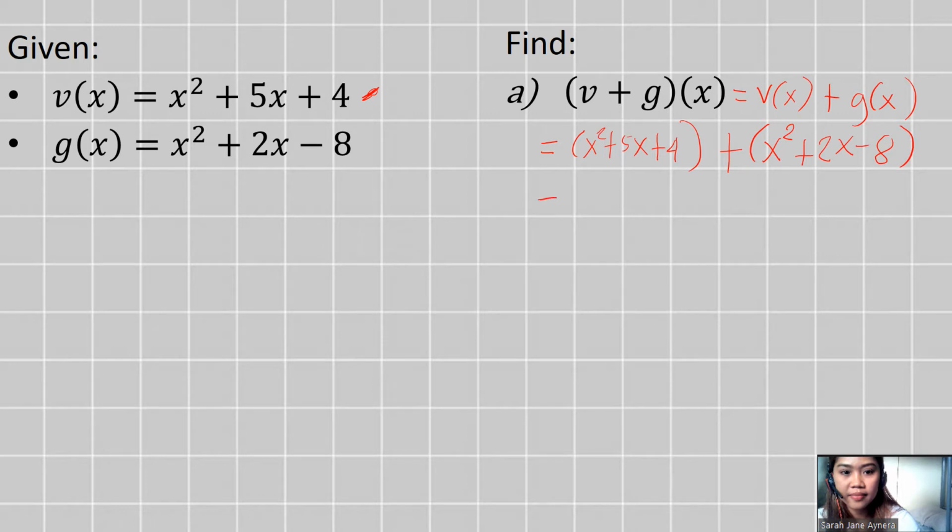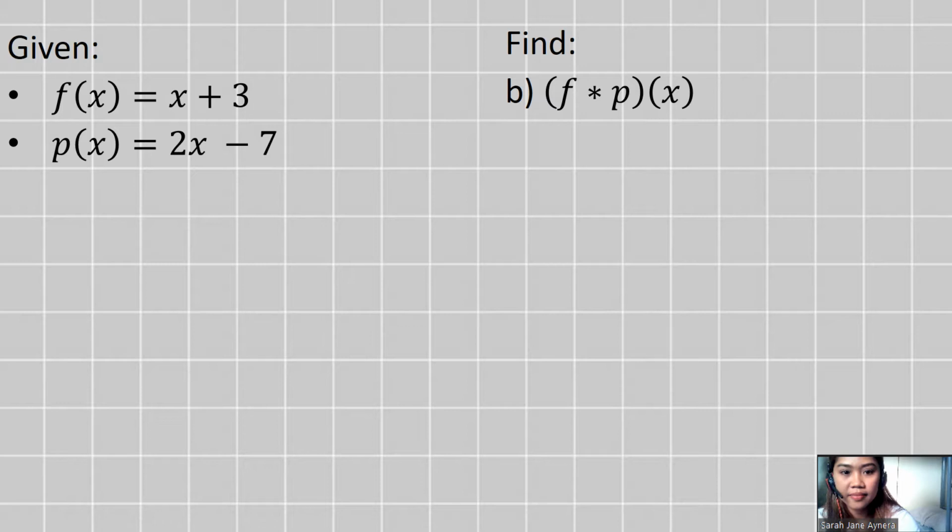Now let us simplify, combine similar terms. We have here x squared plus x squared, that is 2x squared. We have 5x plus 2x, that is 7x, so plus 7x. And 4 plus negative 8 is negative 4, so you are going to write here minus 4. So v plus g of x is equal to 2x squared plus 7x minus 4.